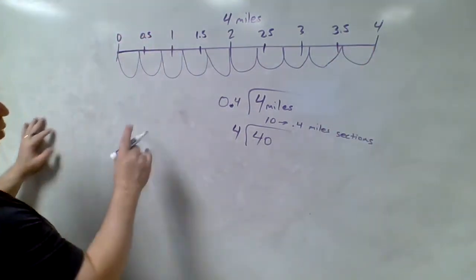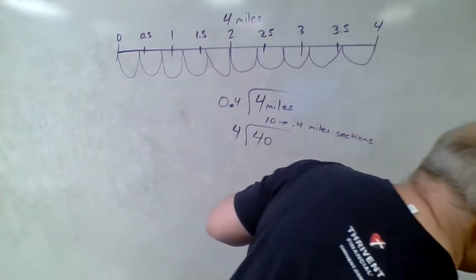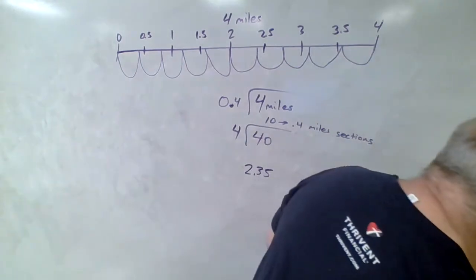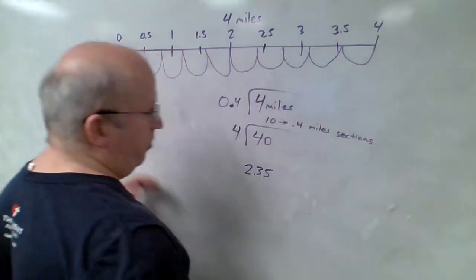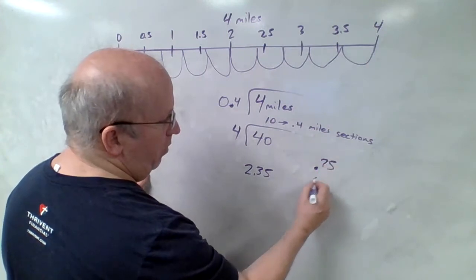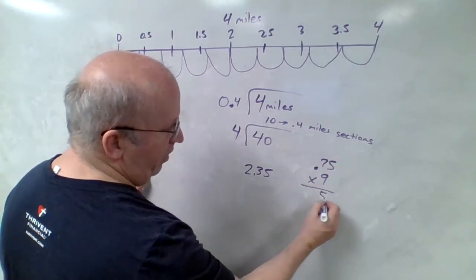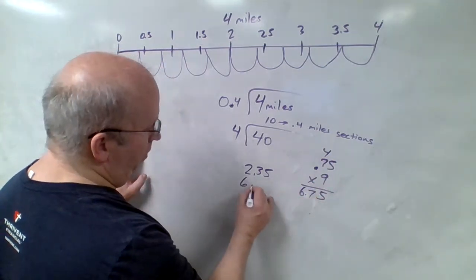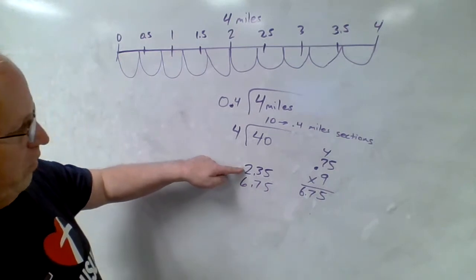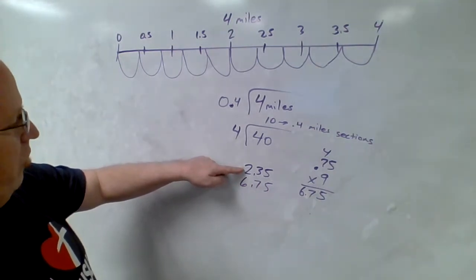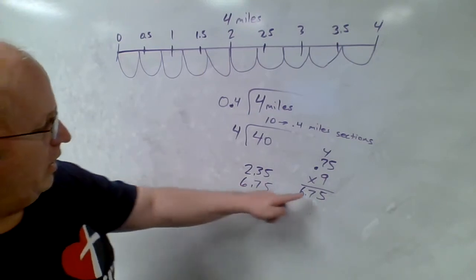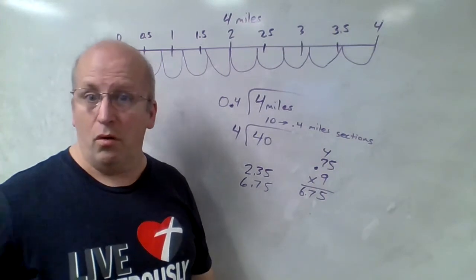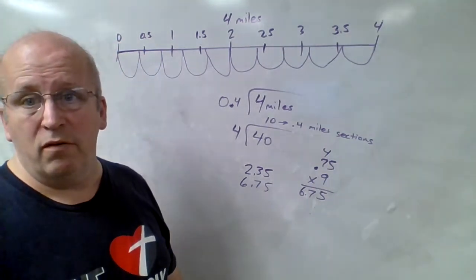So the very first one, according to the problem, costs how much money? Well, that first one costs $2.35. And the remaining 9 of them are 75 cents a piece, right? So there's 9 groups of 75 cents there, and that would be $6.75. So the first 0.4 chunk of mileage is this amount. The remaining 9 sections is this amount. How do you figure out the total? I'll let you proceed from there.